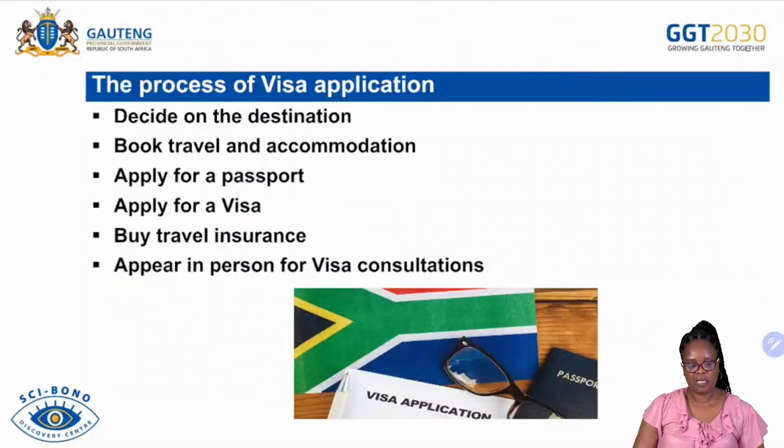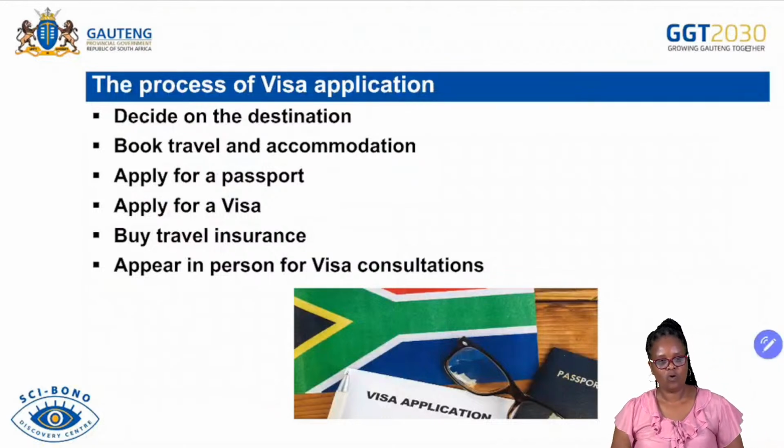Before you apply for a visa, you have to decide on the destination, because you have to know where exactly you will be visiting. So you must have that place, that country in mind. You have to decide that before you apply. Because you cannot just apply for a visa without knowing where you are going, because they have to issue from the embassy of that particular country that you will be visiting.